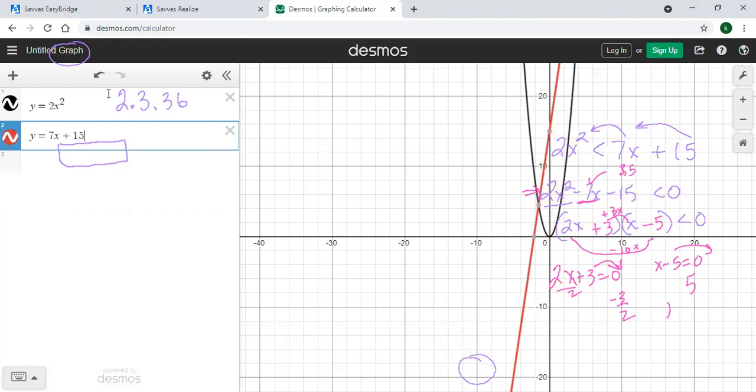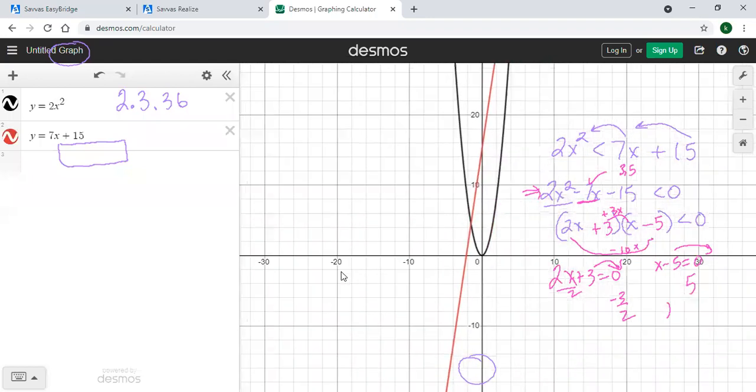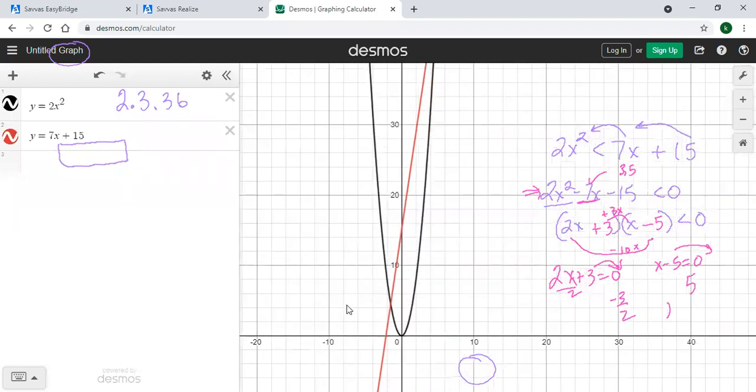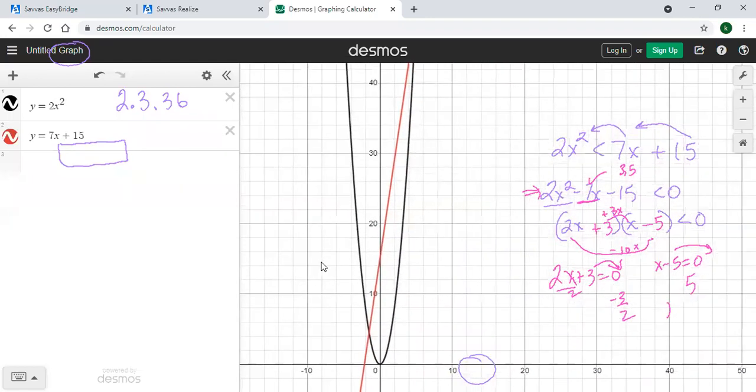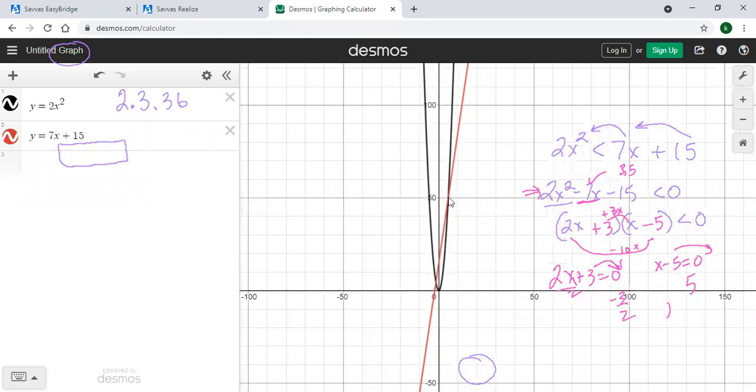Now let's reposition that, click and drag that so we can see it a little better. Those 2 points right here and right up there are the negative 1.5 and the 5, the negative 3/2 and the 5 like we had. And it's looking for where the parabola is less or below the red line.